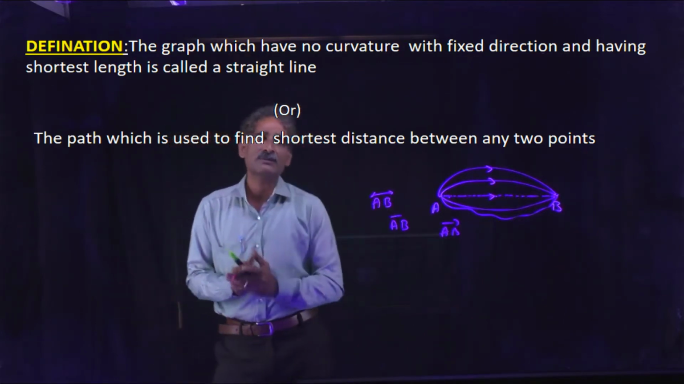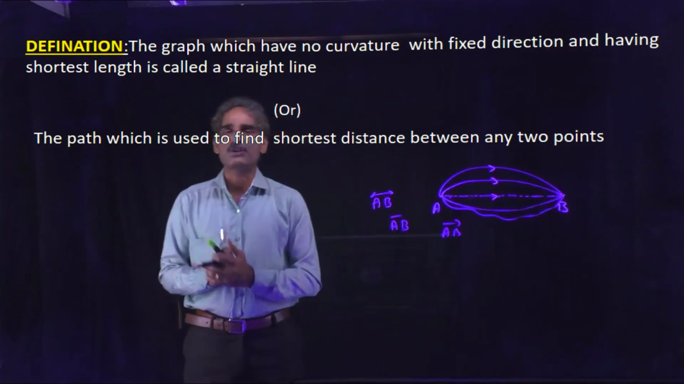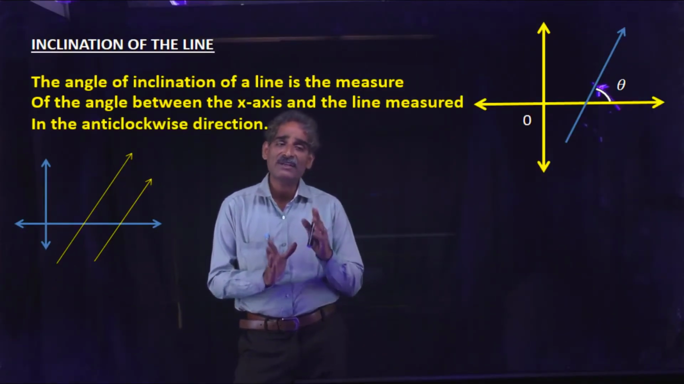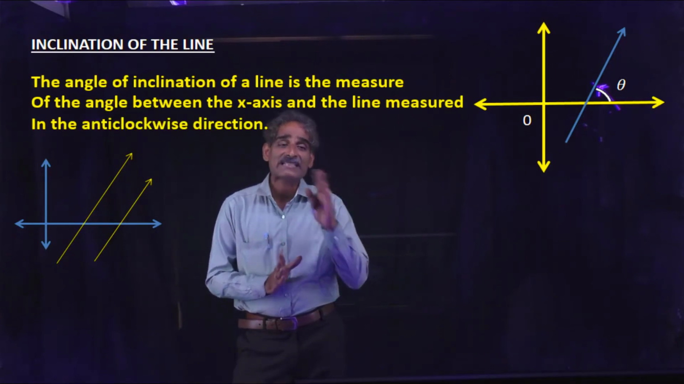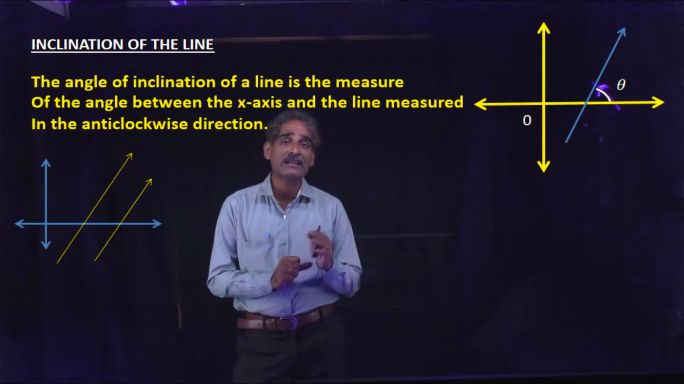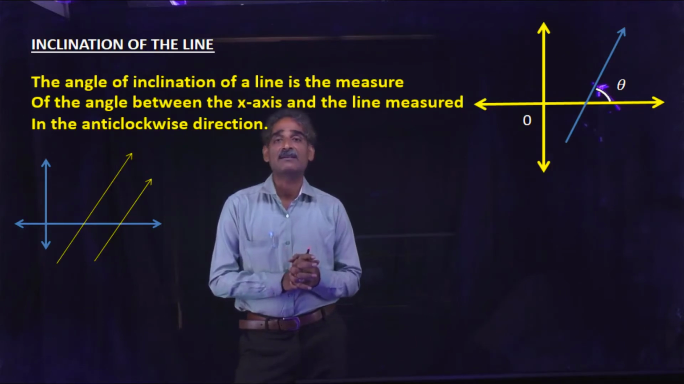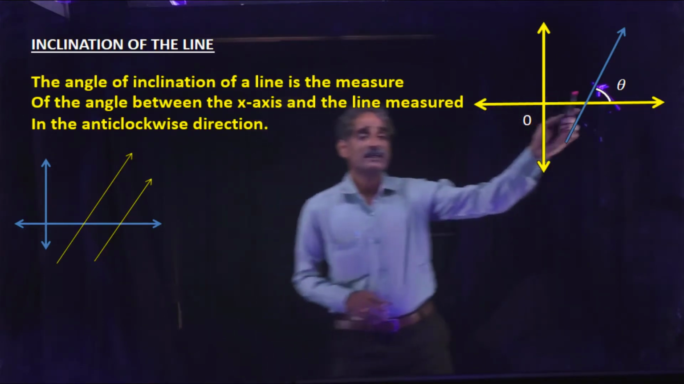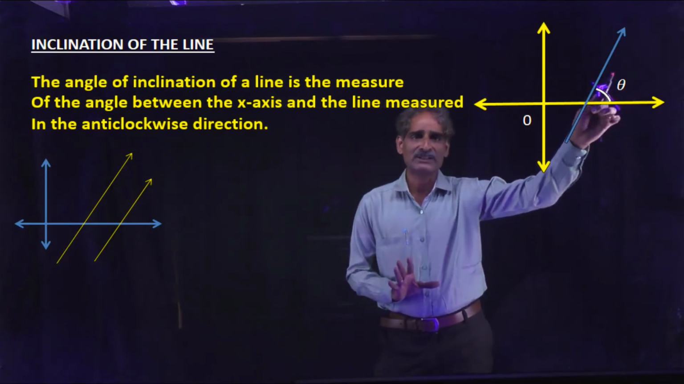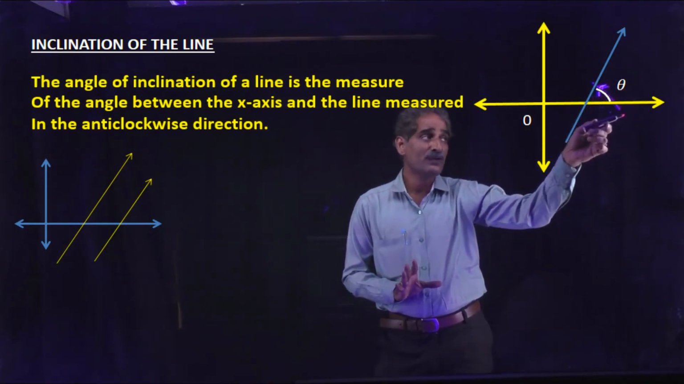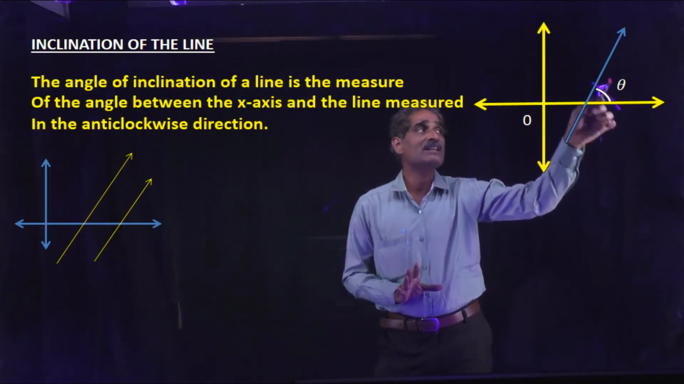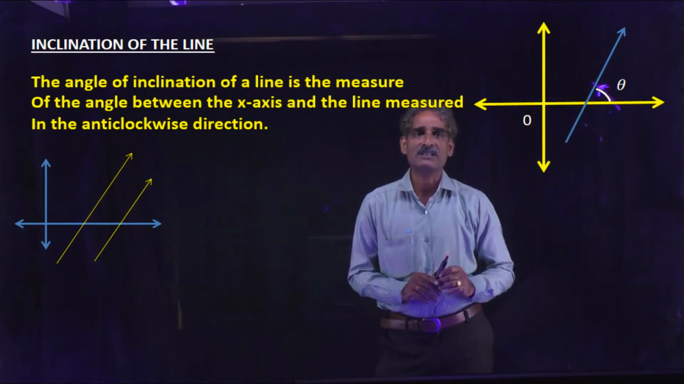The first concept in straight lines is the inclination of the line. The inclination of the line is nothing but an angle. The angle of inclination of the line is the measure of the angle between the x-axis and the line, measured in the anti-clockwise direction. Observe this figure. Here theta is the angle made by this line, and this is the positive x-axis. If you measure in the anti-clockwise direction, then only it is called the inclination of this line. Understand? Here theta is the inclination of the line.